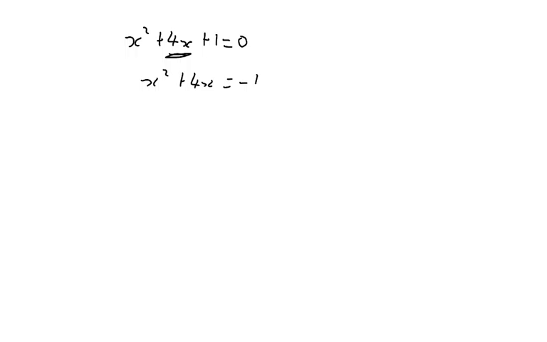Now this is where halving our bx term comes into play. So we halve that. So we go x squared plus 4x. Now half of 4 is 2, so we add 2 squared, equals negative 1, add 2 squared, because whatever we do to the left-hand side, we have to do to the right-hand side. And what that does is we've created a perfect square here. So we're left with x plus 2 squared.